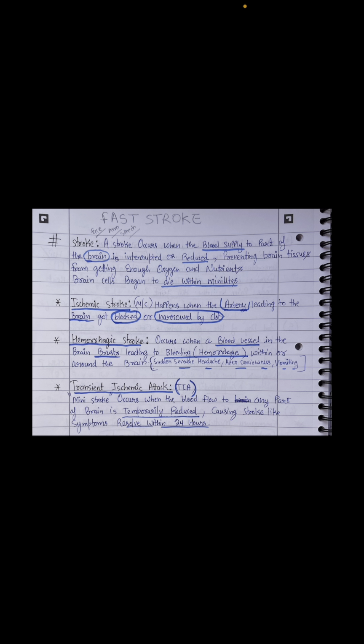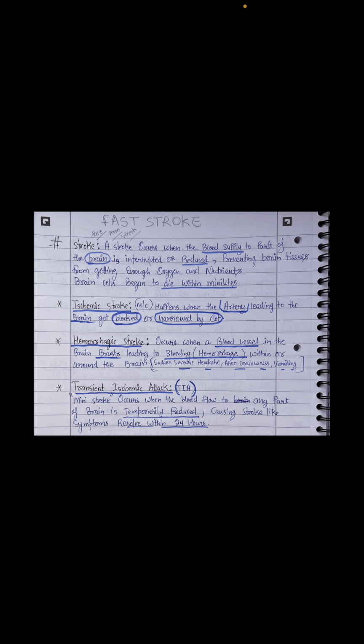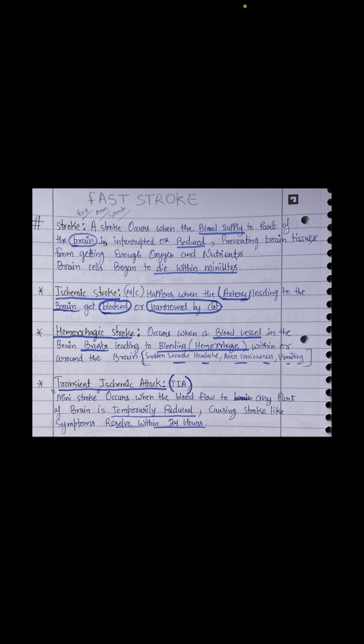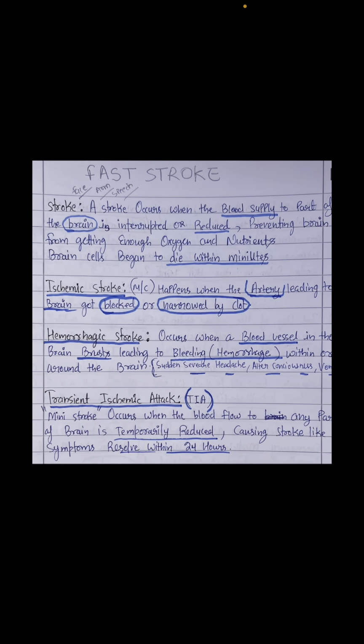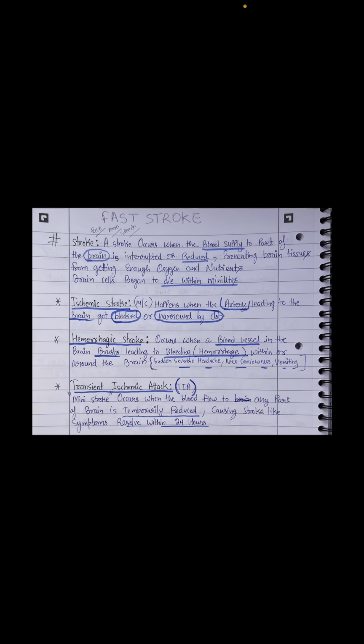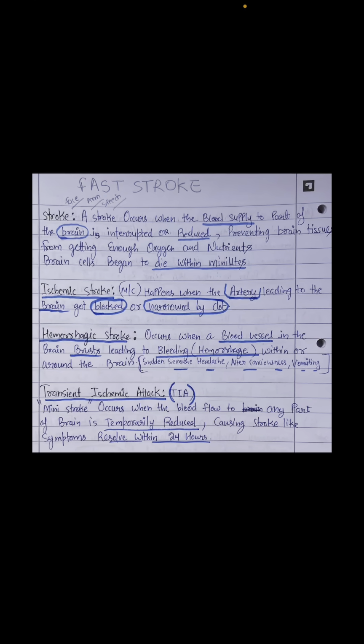So stroke occurs when the blood supply to a part of the brain is interrupted or reduced, and the brain cells begin to die within a few minutes due to this. So there can be ischemic stroke, like the artery which supplies the brain got blocked. There can be hemorrhagic stroke, like in cases of severe bleeding due to any trauma.